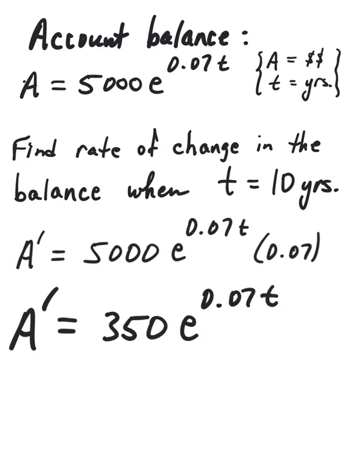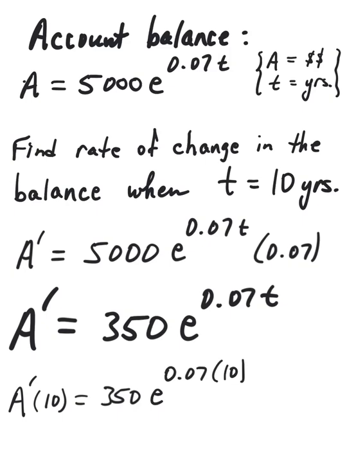We were specifically asked to find the rate of change at the 10-year mark. So we're going to plug a 10 into that variable t, and that's 350 e to the 0.07 times 10, and we're going to round it to the nearest cent. 350 e to the 0.07 times 10. I get $704.81.